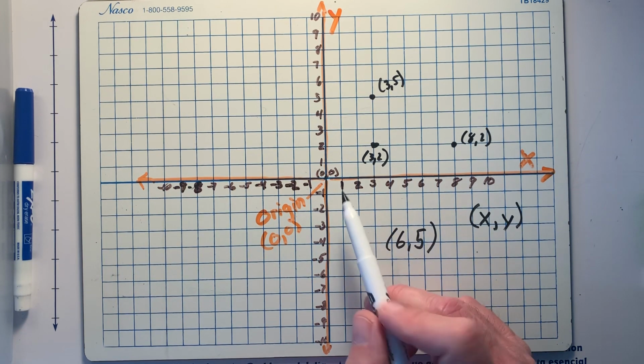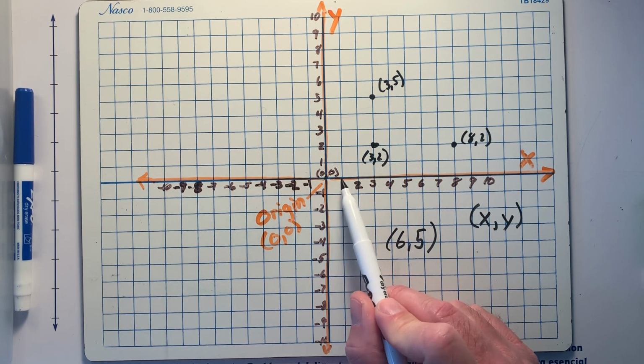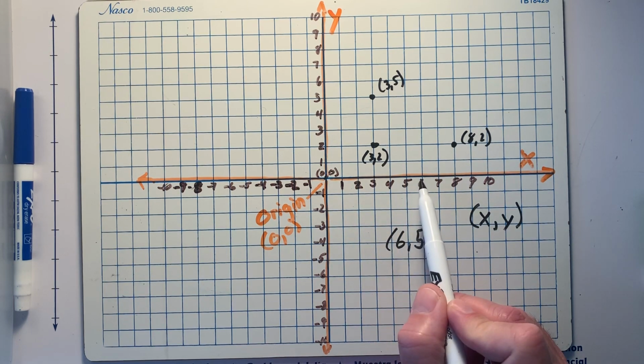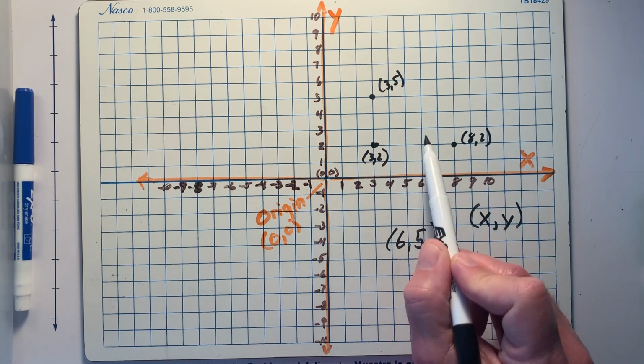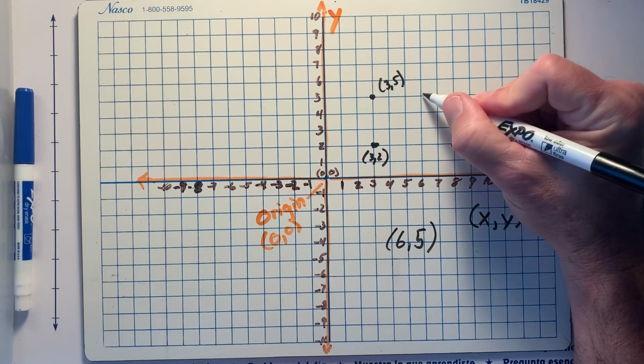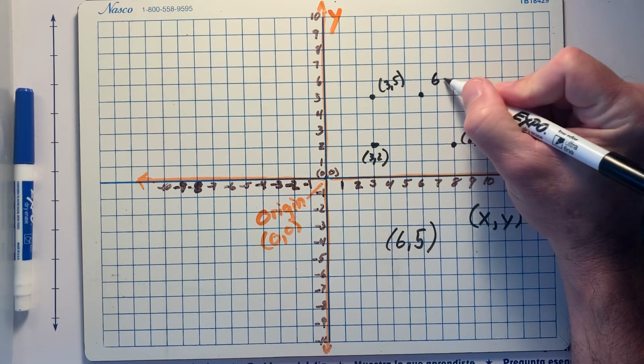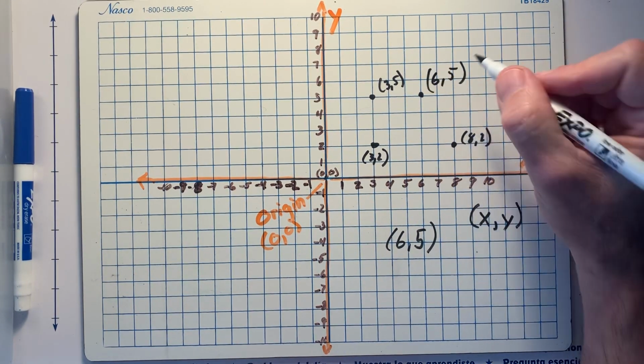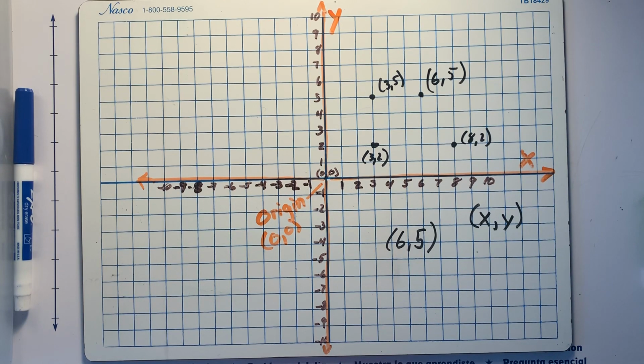Okay. Let's go over 6. 1, 2, 3, 4, 5, 6. Let's go up 5. 1, 2, 3, 4, 5. Here we are. 6, 5. Now there are ways we could put this together. If I had you do it in order of what we just did, it would come out a little confusing.